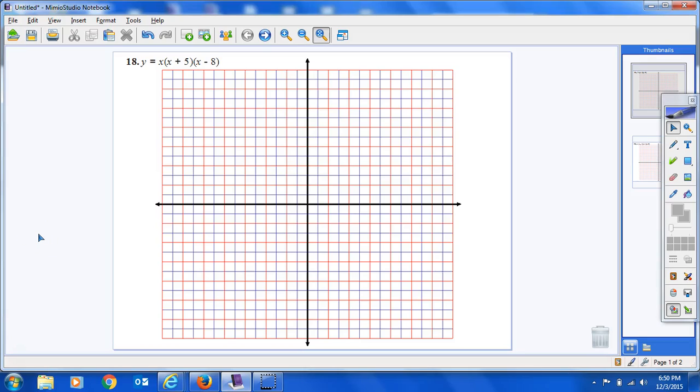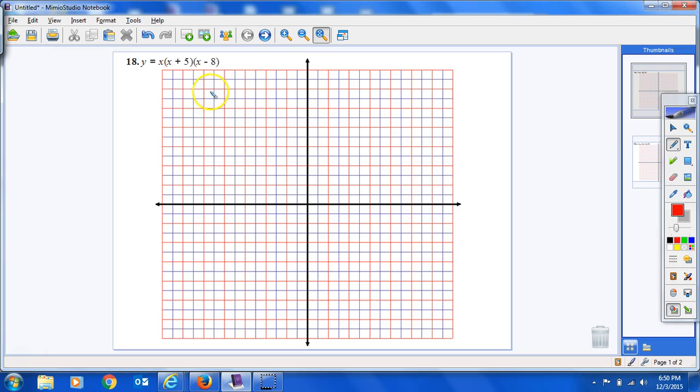Thought I'd help you out with a couple of homework problems on this page from the homework from section 6.2. And these are a couple of graphing problems. So the directions tell us to find the zeros of the function and then graph the function.